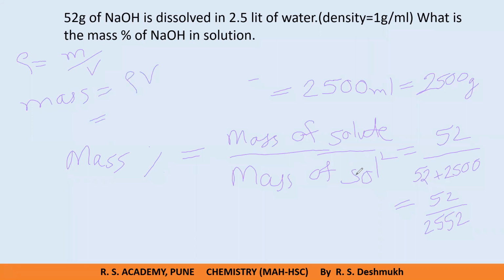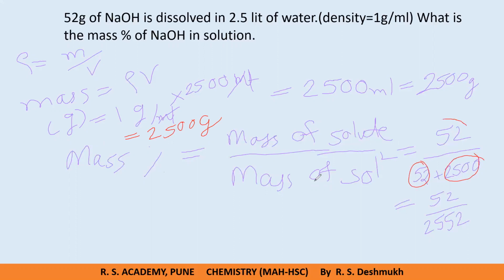So I can say mass in gram is equal to density, किती आहे 1 ग्रॅम पर ml आणि व्हॉल्यूम किती दिलंय 2.5 लिटर म्हणजेच 2500 ml. ml will get cancelled and 1 gram into 2500. So that will automatically come out to be 2500 grams. So keep in mind, whenever I am converting, this is in gram, this is in gram, this is the mass of solute.